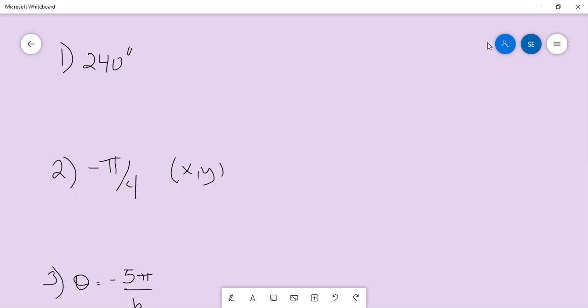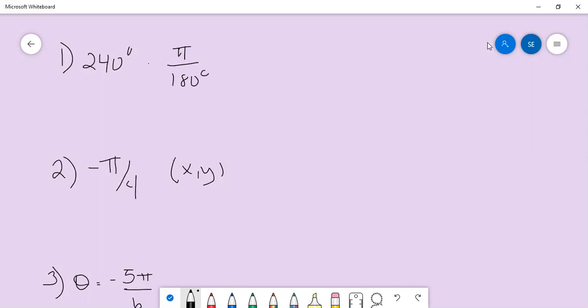So the first question was converting 240 degrees to radians. When we convert degrees to radians, we're always going to multiply times pi over 180 because there's pi radians in 180 degrees. So if we do this, we get 240 pi over 180. Okay, we can simplify this. We can divide both the top and the bottom by 60. So 240 divided by 60 becomes 4 pi. 180 divided by 60 is 3. So that is our answer, 4 pi over 3.